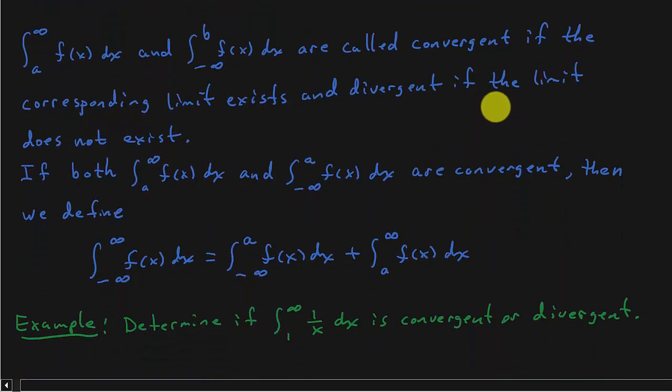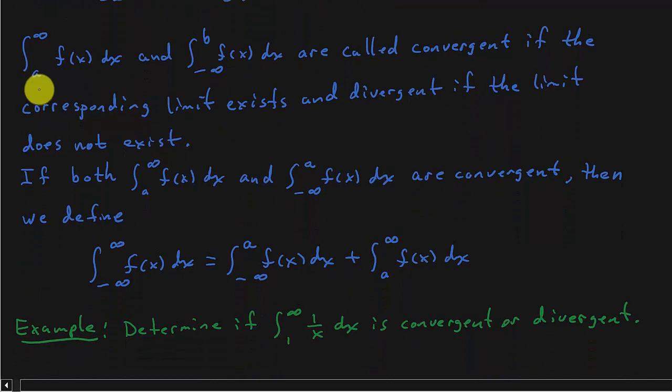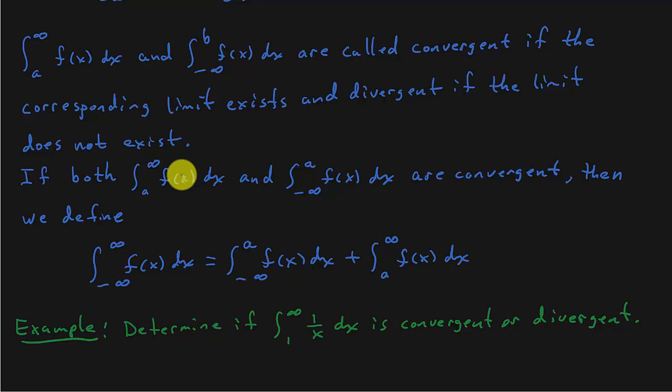All right. Now, the integrals from a to infinity of f of x dx and from negative infinity to b of f of x dx are called convergent if the corresponding limit exists, and divergent if the limit does not exist. So if the limit exists, it's convergent. If it does not exist, it's divergent.